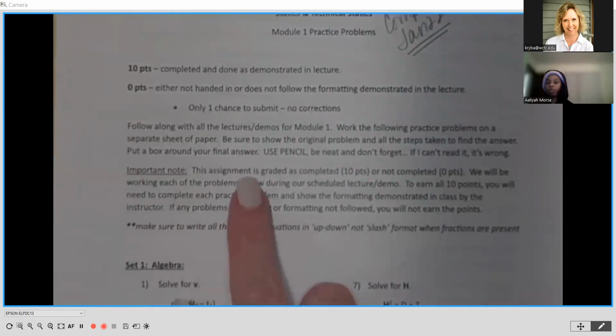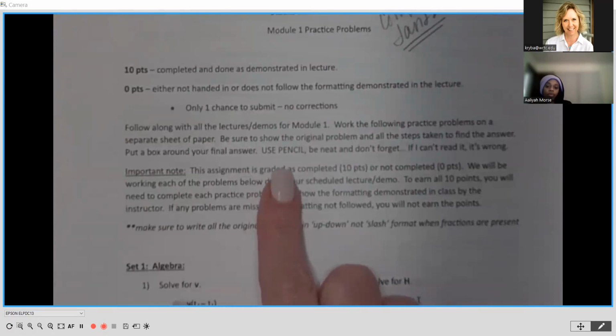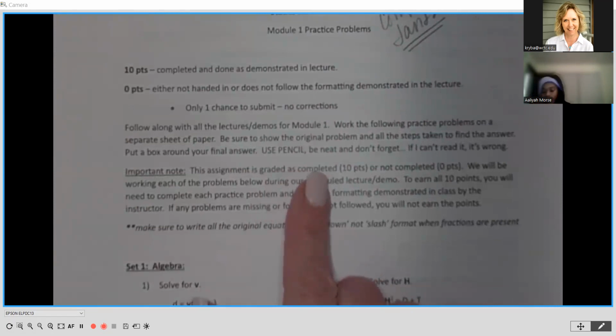Okay. And then I want you to use pencil, only pencil. Do not use pen. If you make a mistake, and you will, it needs to be erased, and then you need to move on so that it can be neatly read by me. If I can't read it, it's wrong. So if your penmanship isn't good, you're going to have to slow down and just take your time.